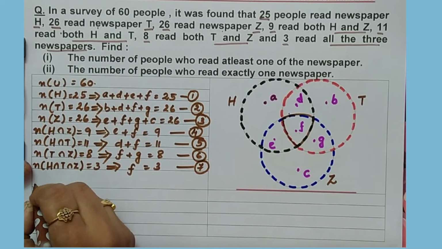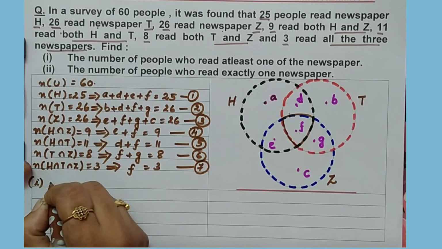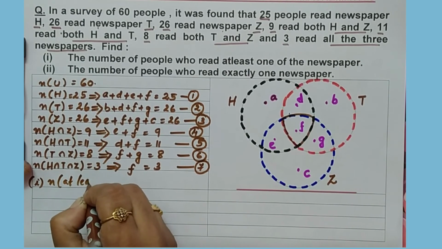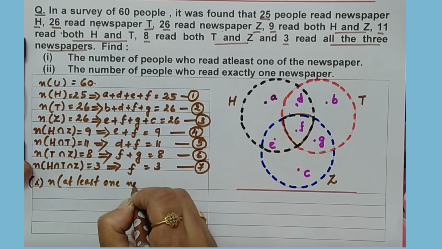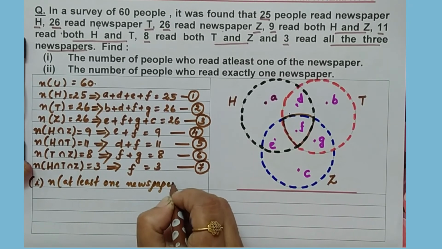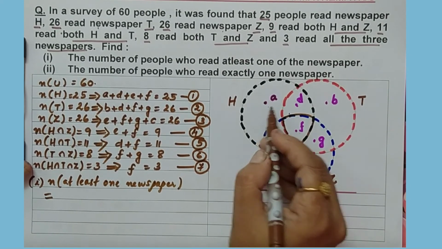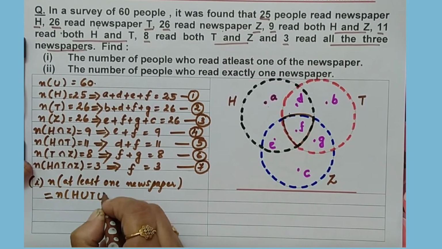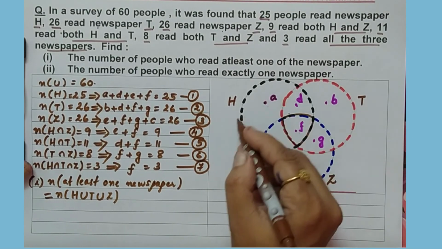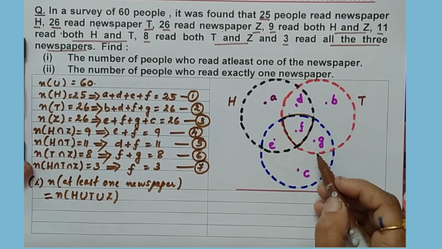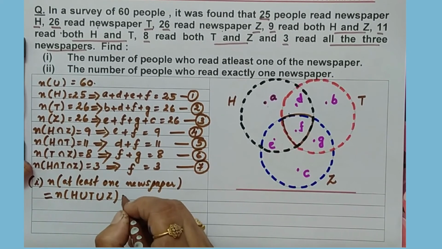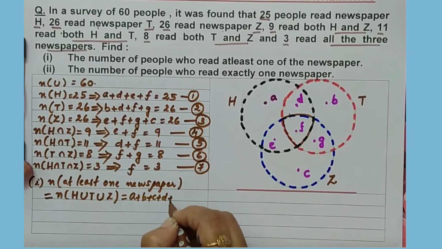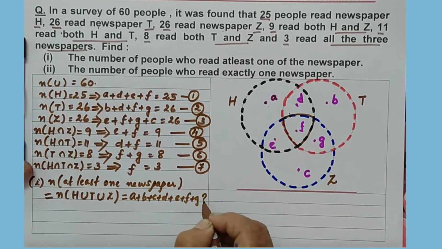So first, we can find the answer to the first question: the number of people who read at least one newspaper. At least one newspaper means either H or T or Z, n of H union T union Z. The union means you take the region H fully, the region T fully, and the region Z also. So all the elements under consideration, that is A plus B plus C plus D plus E plus F plus G, this you need to find.